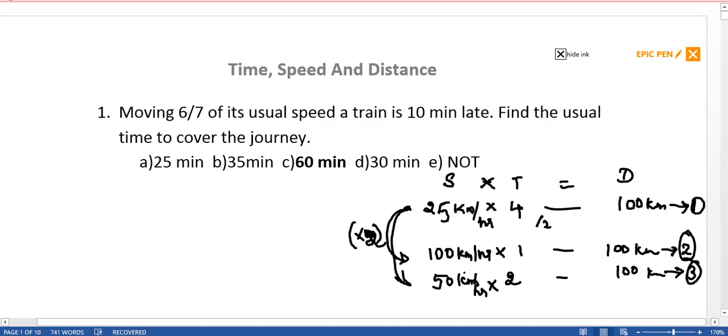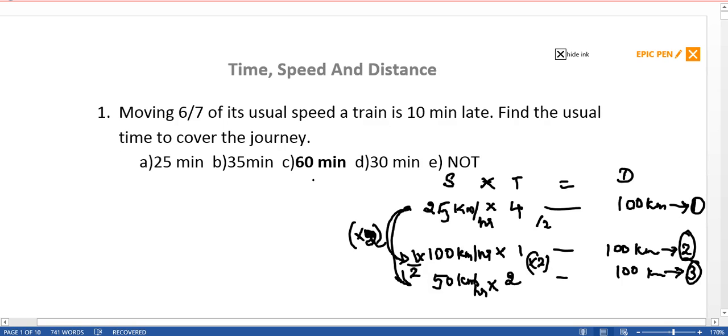Or you can also consider equations 2 and 3. What happens between equations 2 and 3? My speed gets multiplied by 1 by 2, or can we say my speed gets divided by 2? If my speed gets divided by 2, my time gets multiplied by 2. You can put it that way too.